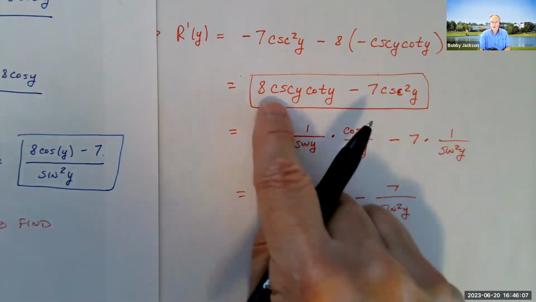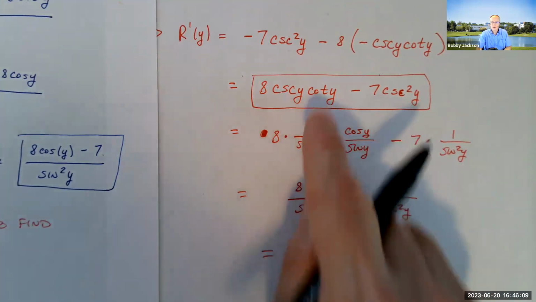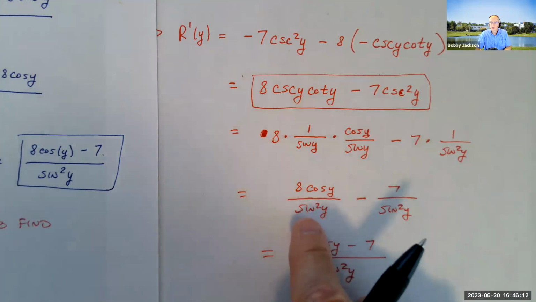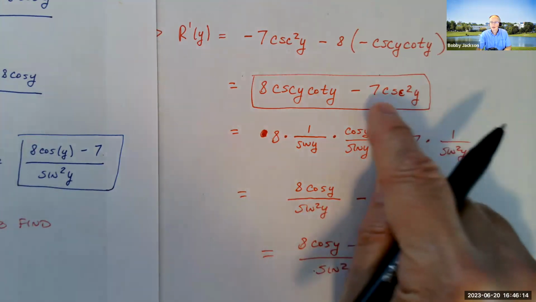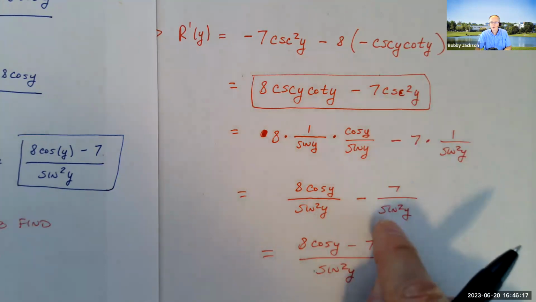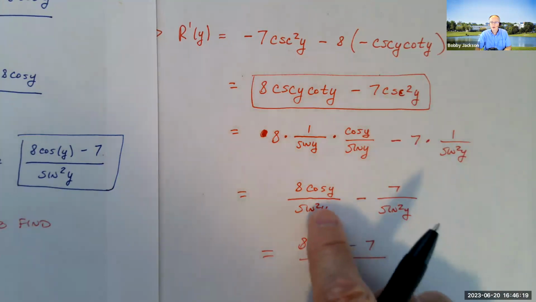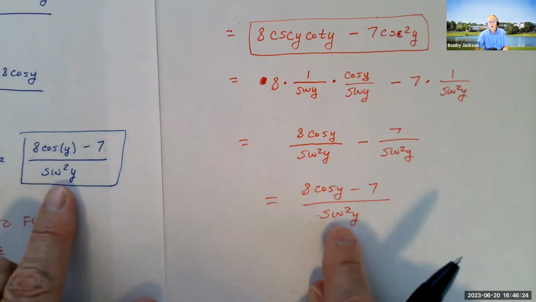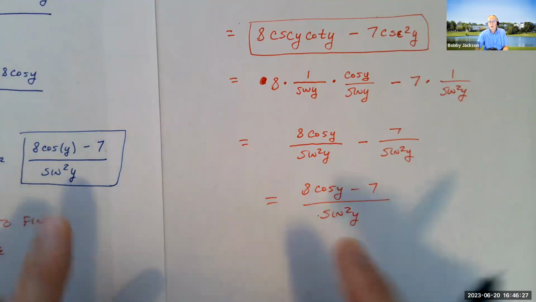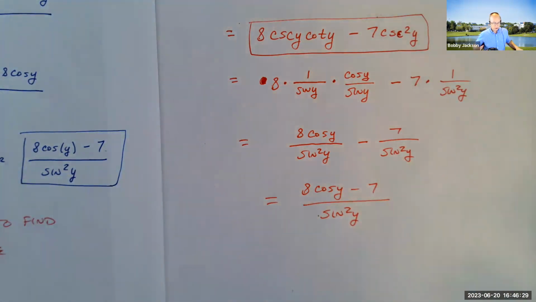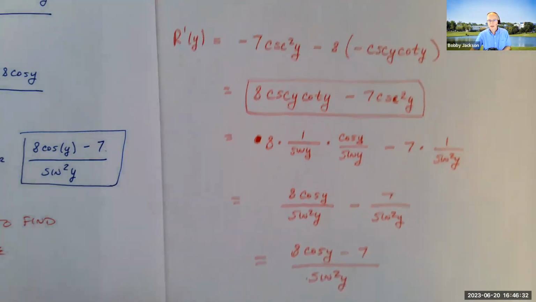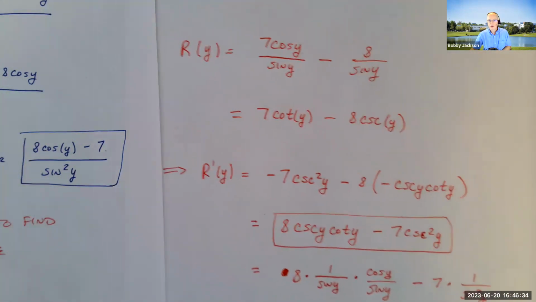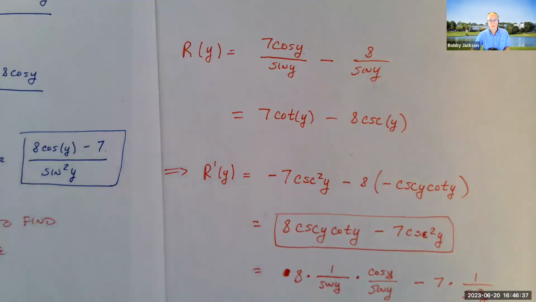So notice this expression here, 8 cosecant y cotangent y, can be rewritten as 8 cosine y over sine squared y, and then 7 cosecant squared y is just 7 over sine squared y. Notice these have a common denominator of sine squared y, so I can just subtract them. And if you look now, we've got the same thing. Okay, so there are multiple ways sometimes, especially with the trig functions, where we can rewrite the function in a different way and find the derivative, in this case, without the quotient rule. Okay, so some neat stuff there with derivatives of trig functions. Hope this is helpful.